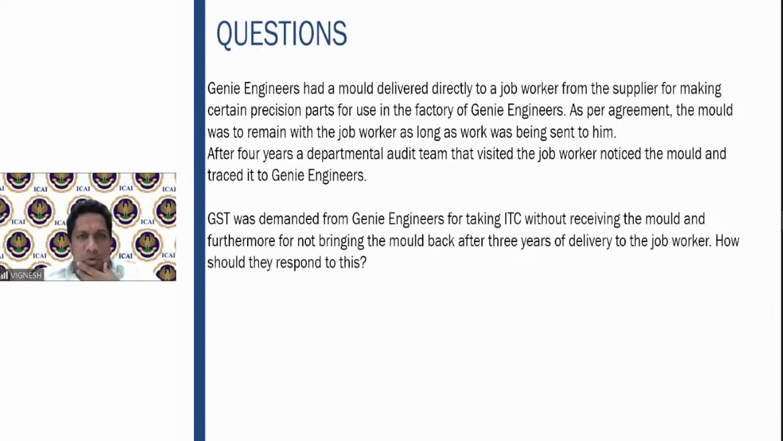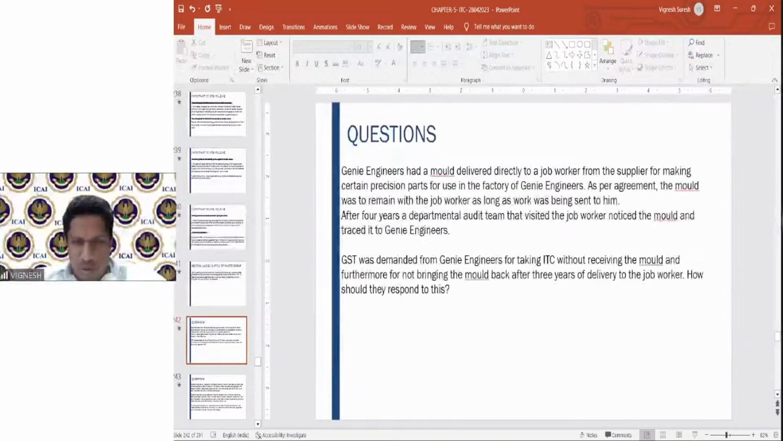Genie engineers had a mold delivered directly to the job worker from the supplier for making certain precision parts for use in the factory of Genie engineers. As per agreement, the mold was to remain with the job worker as long as the work was being sent to him. After 4 years, a departmental audit team that visited noticed the mold and traced it to Genie engineers. GST was demanded from Genie engineers for taking ITC without receiving the mold, and furthermore for not bringing the mold back after 3 years of delivery. How should they respond to this? Please try to answer.